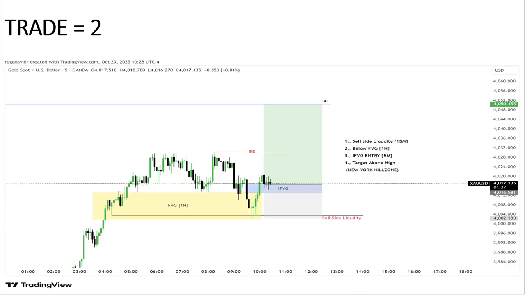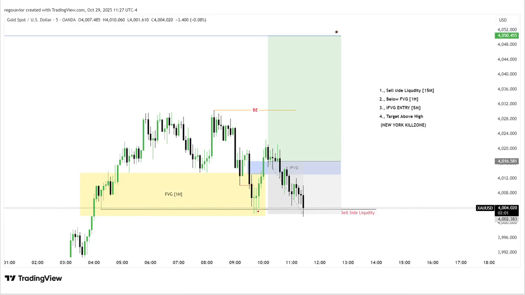So let's see the trade two breakdown. Same scenario, we can see here with the higher time frame confirmation. Sell liquidity below the 1 hour FVG, and displacement plus FVG entry, and we expect this. But the sell liquidity happened below the higher time frame FVG, and the target was above the highs.